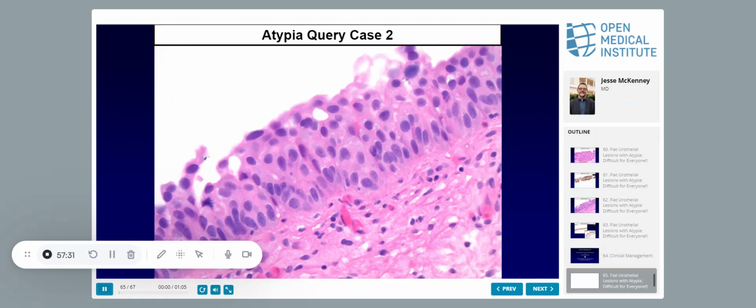So why didn't I call this CIS? Well, this is fairly bland. The chromatin's fairly fine. If this is a lymphocyte, maybe 1, 2, 3, 4. They're very monomorphic. Anyway, this is just short of my threshold. I just can't call this. And it's CK20 negative.